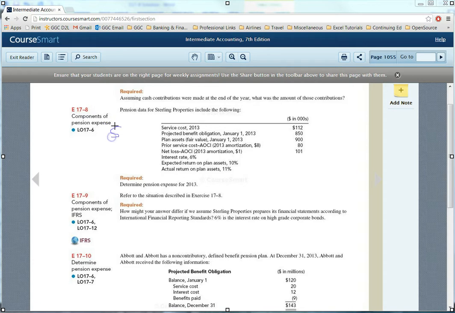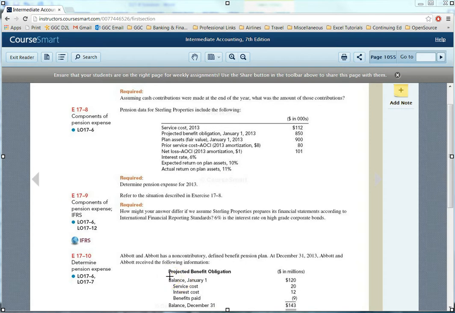One is that we are going to assume that there's $50 million in cash contributions that are being made during the year. And we're also going to assume that there are $70 million in cash payments or benefits paid out during the year. Okay, so that's the additional two pieces of information that's missing from this problem that I'm adding here. So we've got $50 million of cash contributions being made by the employer, and then $70 million of benefits that are being paid out by the employer.